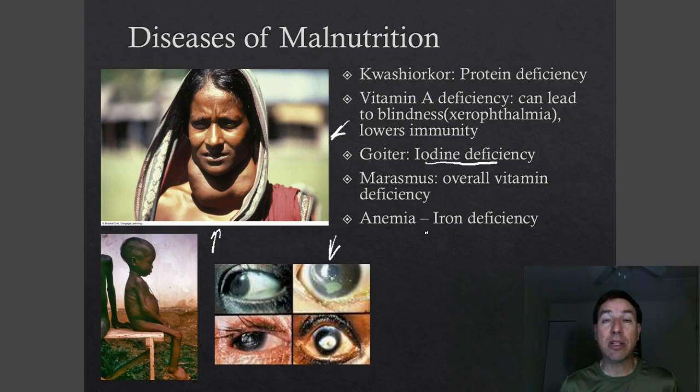Anemia is a loss of iron. You don't have enough iron in your diet, and this is important for blood clotting and also the transport of oxygen in your blood. Iron is very important in that, and if you don't have iron, then your blood doesn't clot very well, and you can't transport oxygen very well throughout your blood.